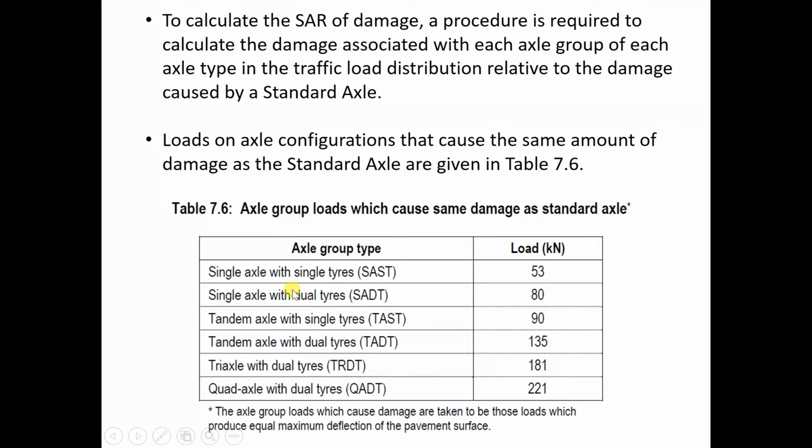Later on, we will see that the single axle with dual tires, this one actually is the standard. This actually is the equivalent standard axle. It's based on this single axle with dual tires. Later on it will be called the equivalent standard axle, ESA.